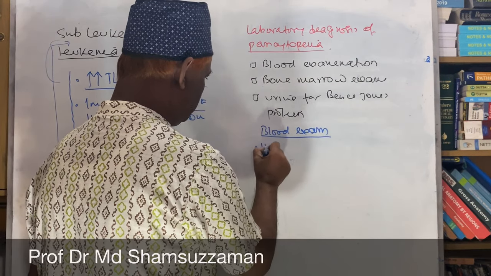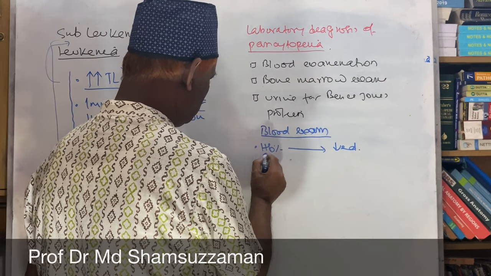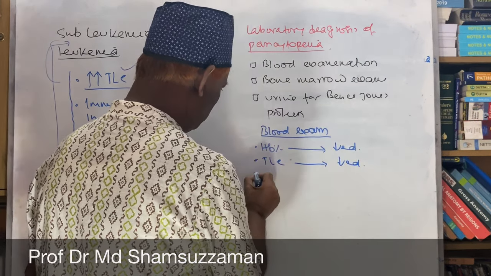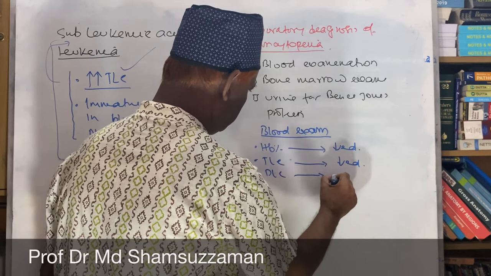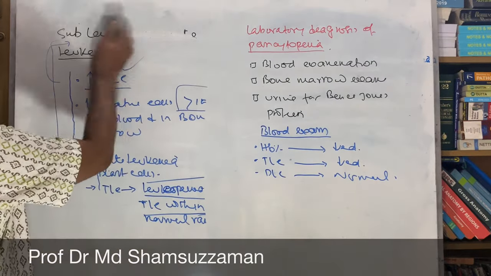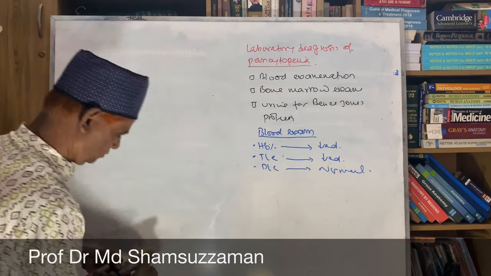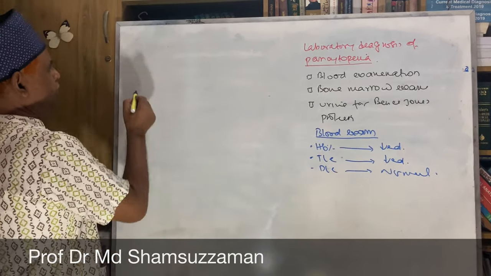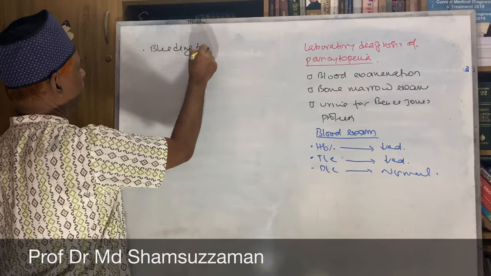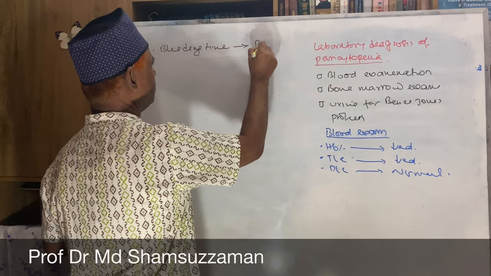Now come to blood examination first. We have to do hemoglobin estimation, it will be decreased. We have to do TLC, it will be decreased. We have to do DLC, it is normal distribution. Then we have to do bleeding time; as there is thrombocytopenia, it will be prolonged. Bleeding time is prolonged.